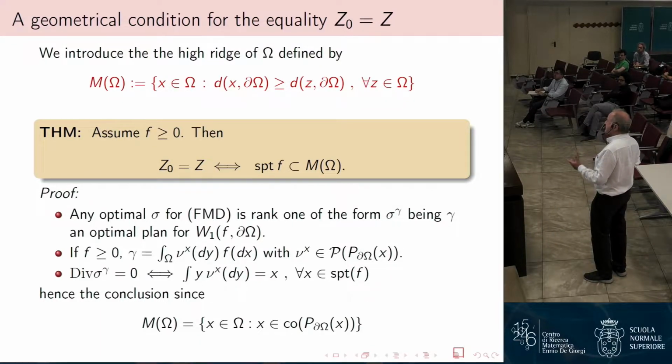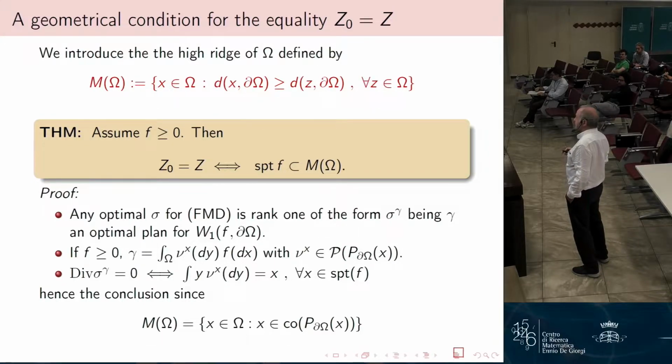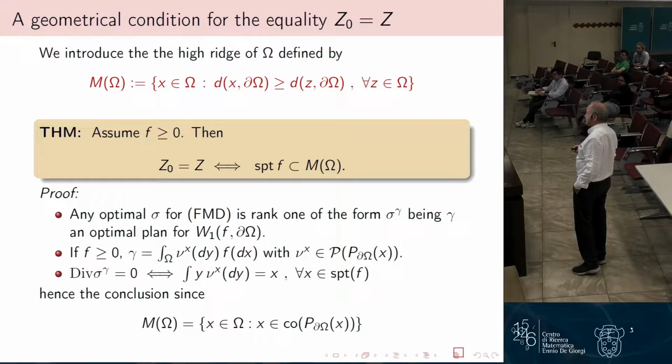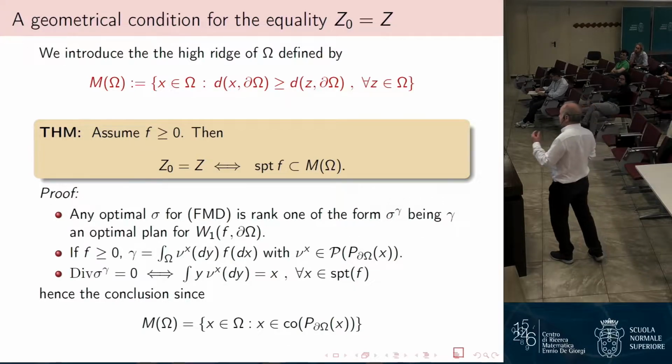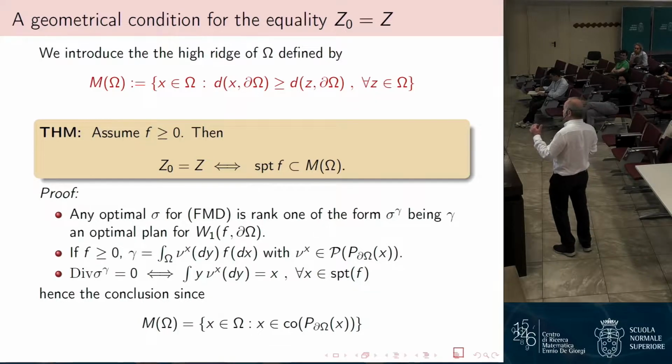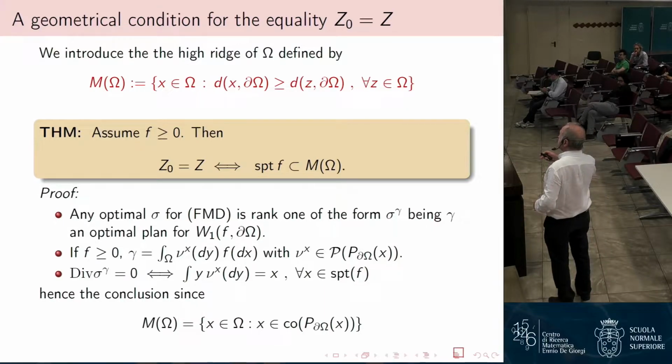Okay, and to see this, using the decomposition of the transport map, which is here, and the condition that the probability has to be supported by the set of projection, you find that the divergence condition is equivalent to saying that the barycenter of each probability nu x is x itself. So at every point x in the support of F, you have to be in the convex hull of the projection points. And it is equivalent to the fact that you belong to the set M omega, which is here.